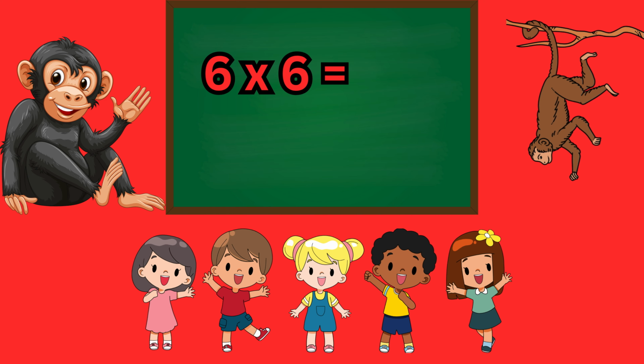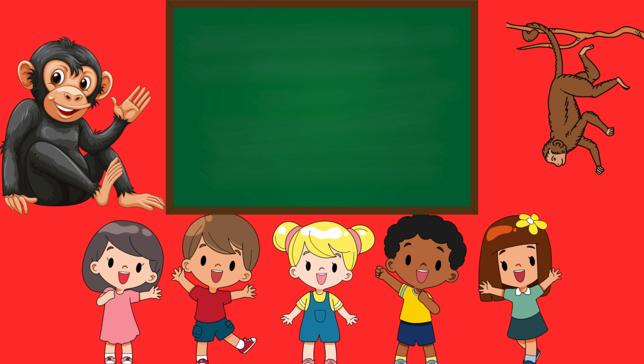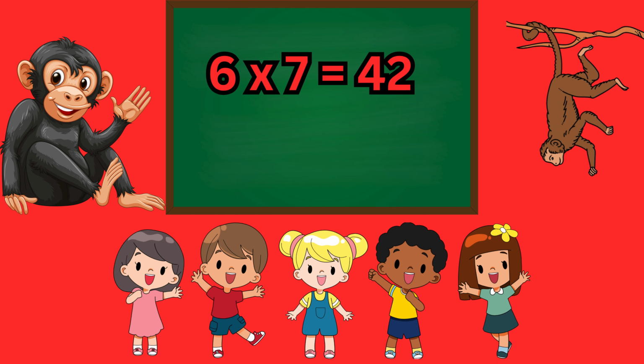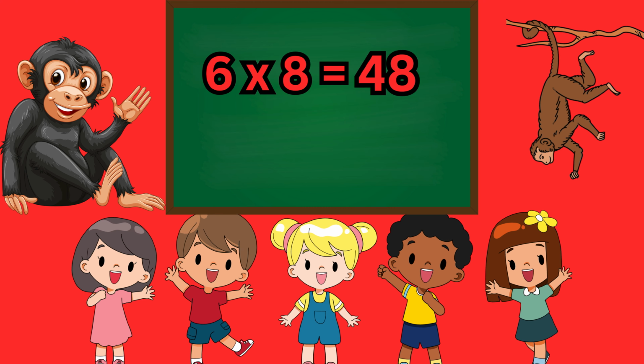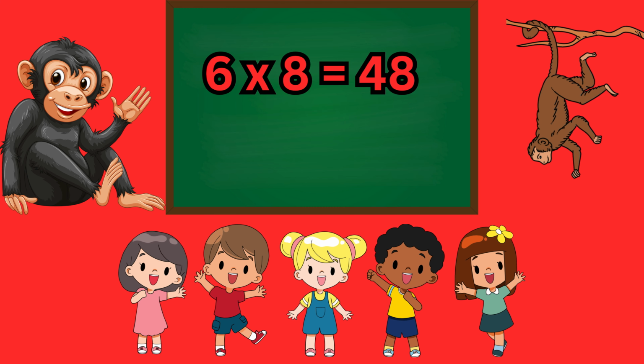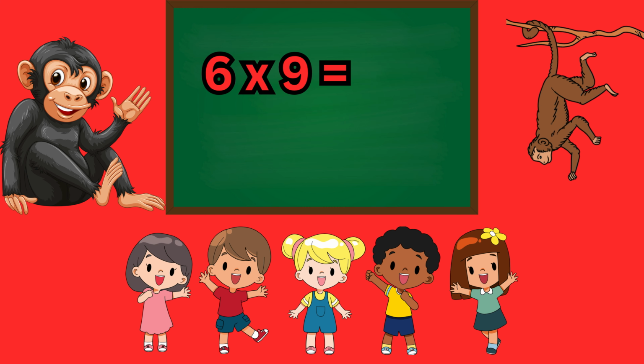6 sixes are 36. 6 sevens are 42. 6 eights are 48. 6 nines are 54. 6 tens are 60.